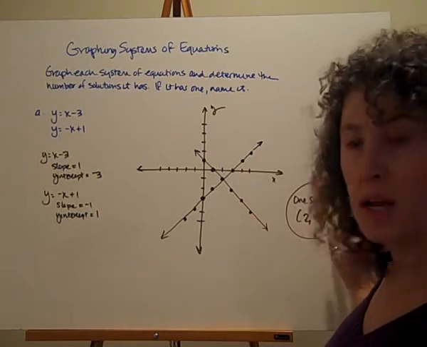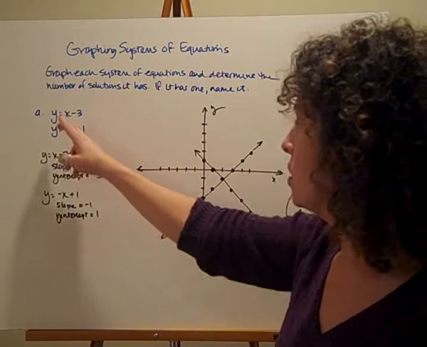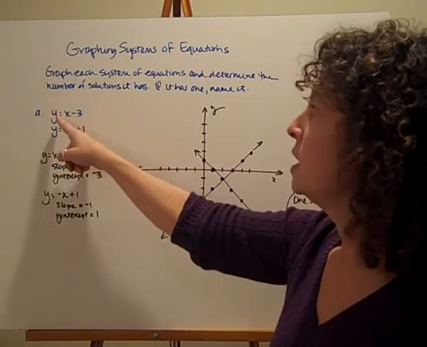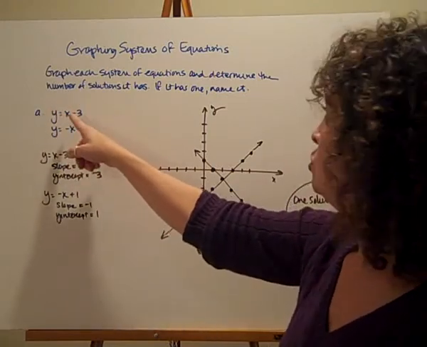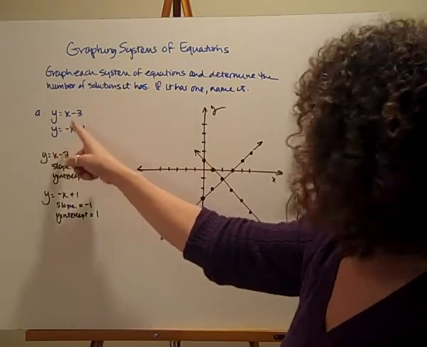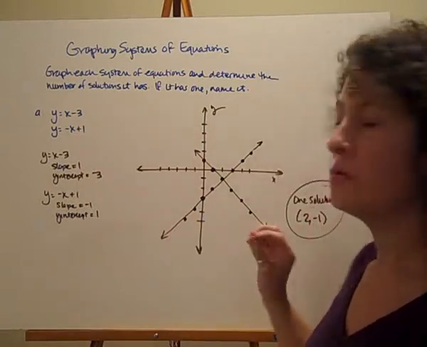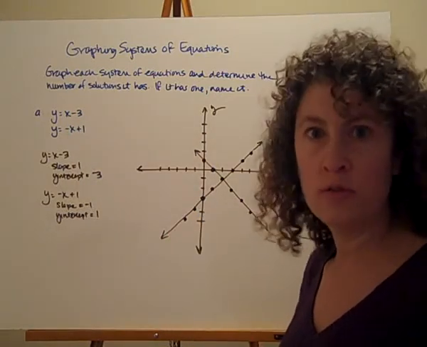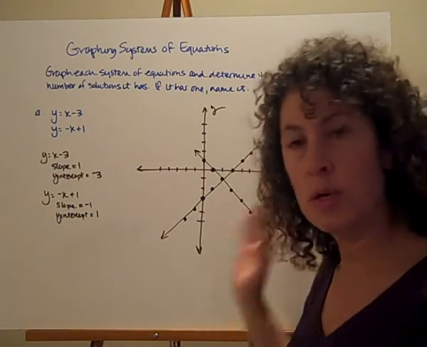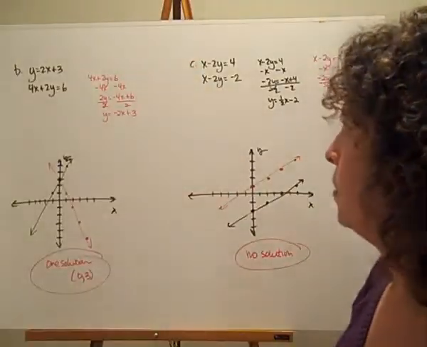These are easy to check. I should be able to take this solution and put it into both equations, and it should be true. So if I put negative 1 equals 2 minus 3, yes, that's true. If I put negative 1 equals the opposite of 2, negative 2, plus 1, that works also. So these are very easy to check. There's no reason for you to have an answer that's listed incorrectly, because you can just go back and check them very quickly. All right, let's try a couple more.